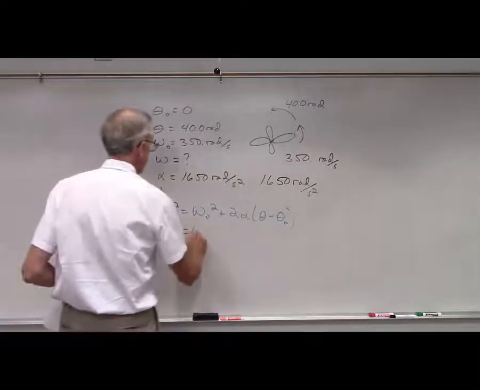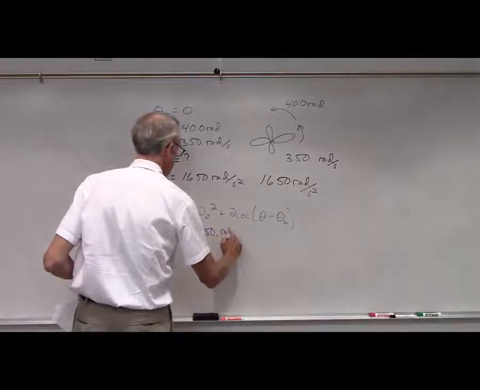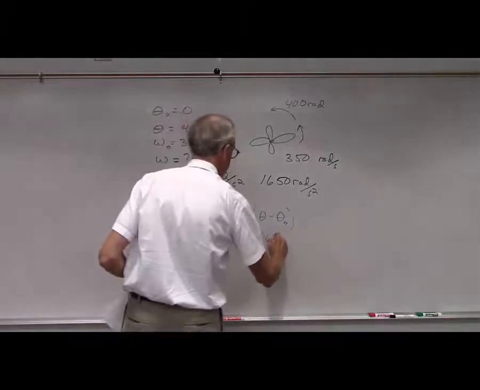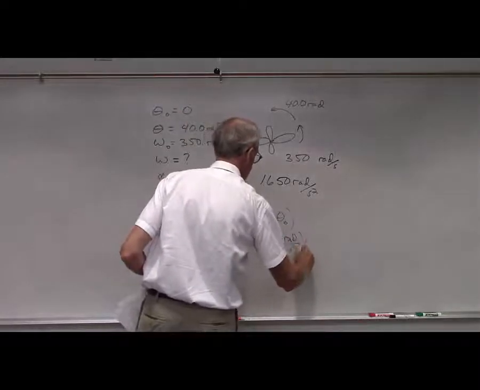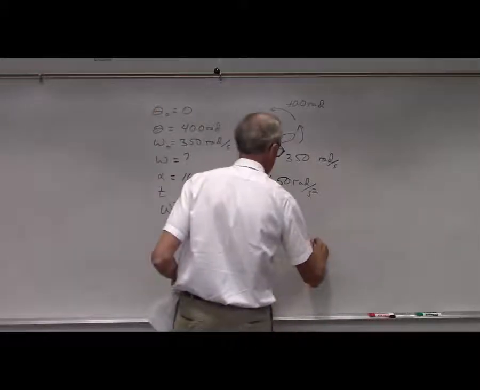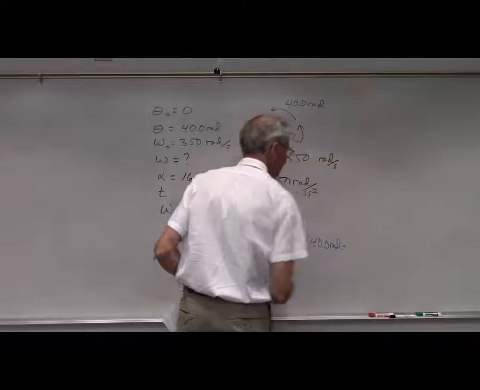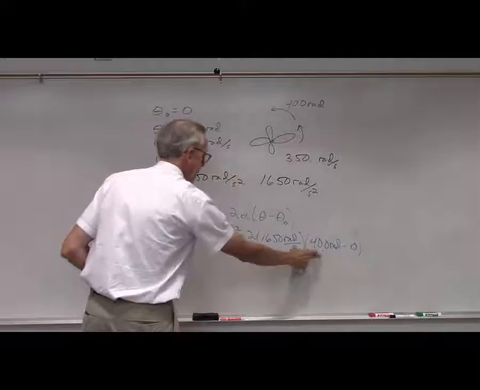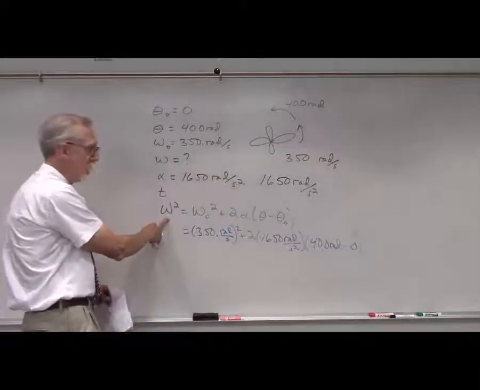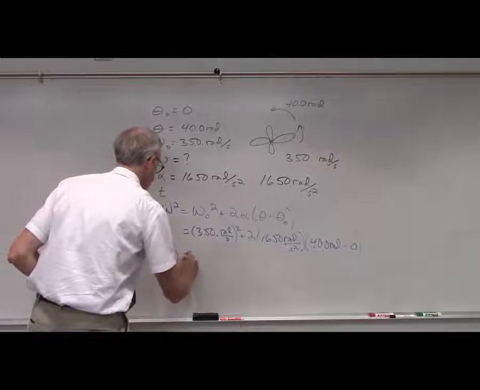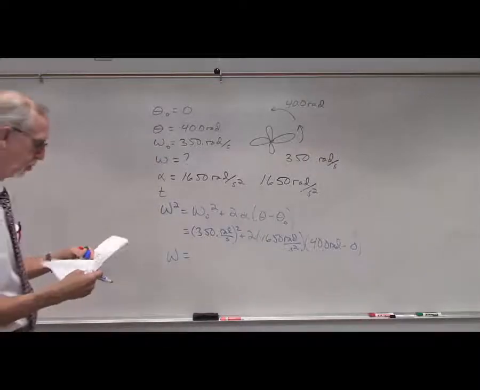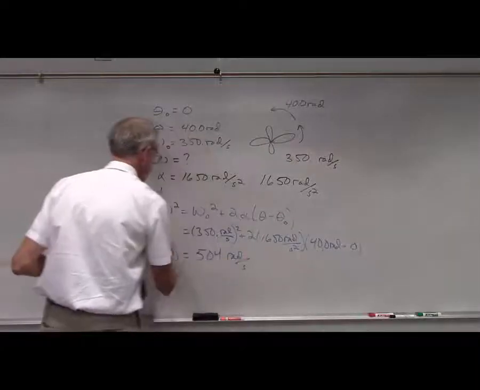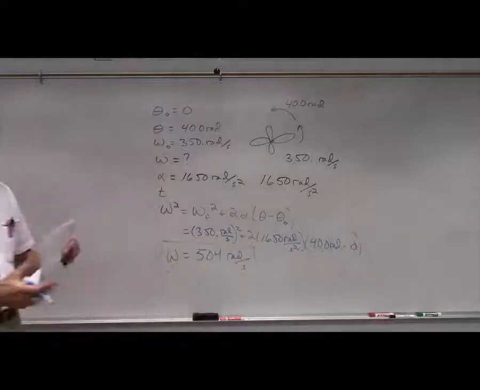Omega naught is 350 radians per second, squared, plus 2 alpha, 1650 radians per second squared, times theta, 40 radians, minus theta naught, which is 0. And there we go. Multiply this out, add these together, take the square root. This is omega squared, so to find omega, we take the square root of that, and what we find is omega is equal to 504 radians per second. And there is our final answer.